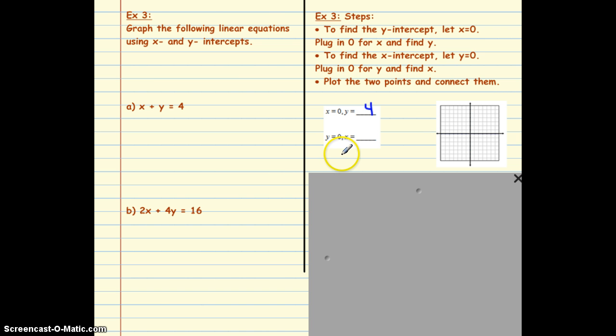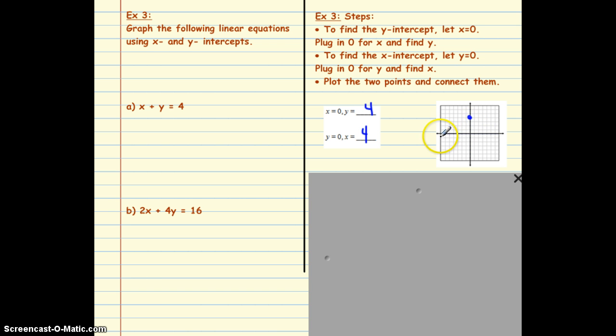To find our x-intercept, we need to have y equaling 0. So we're going to put 0 in for y, which is going to leave us with x plus 0 equals 4. So x equals 4. Alright, so to go ahead and plot these, we've got x is 0, y is 4. 1, 2, 3, 4. That's our y-intercept.